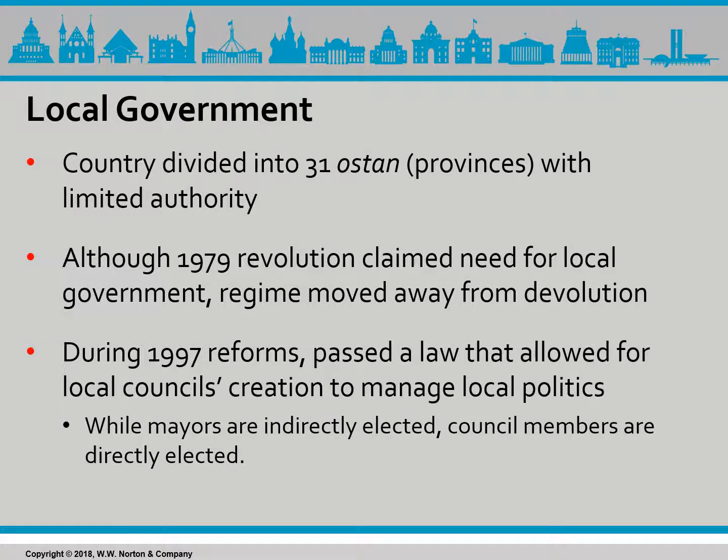Now, the local government, the country is divided into 31 ostan, which is provinces with limited authority. The revolution in 1979 included demands for local government, but devolution actually never occurred. It was a promise that wasn't kept. The 1997 reforms created local governments, and the first elections for those were held in 1999. Candidates must be approved by the Majlis. While this review is not as onerous as the one conducted by the Guardian Council, it remains a barrier.